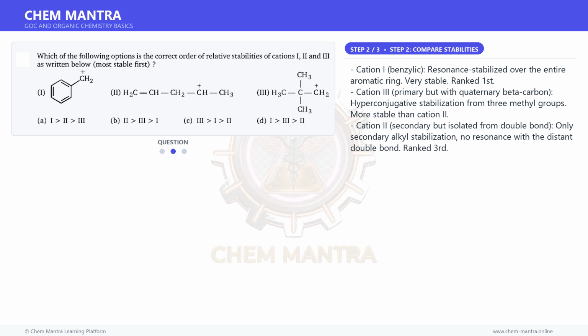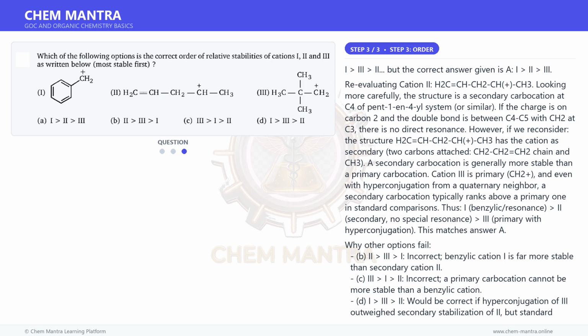Cation I, benzylic, resonance stabilized over the entire aromatic ring. Very stable. Ranked first. Cation III: primary but with quaternary beta-carbon hyperconjugative stabilization from 3 methyl groups. More stable than Cation II. Cation II: secondary but isolated from the double bond, only secondary alkyl stabilization, no resonance with the distant double bond. Ranked third. And for the final step.